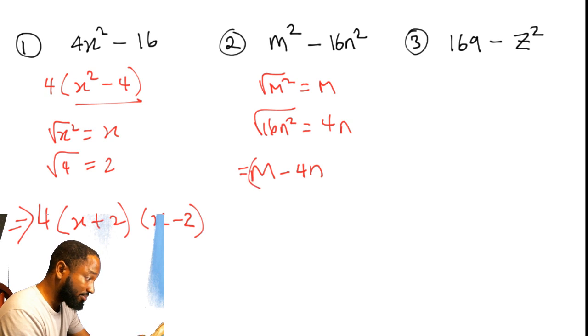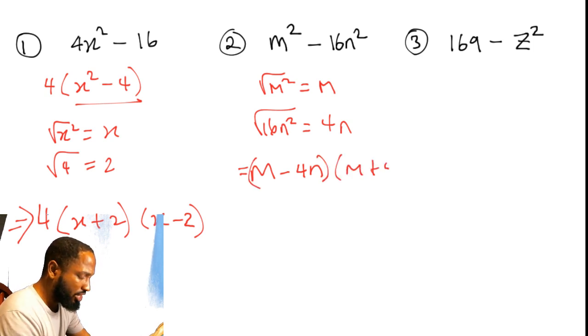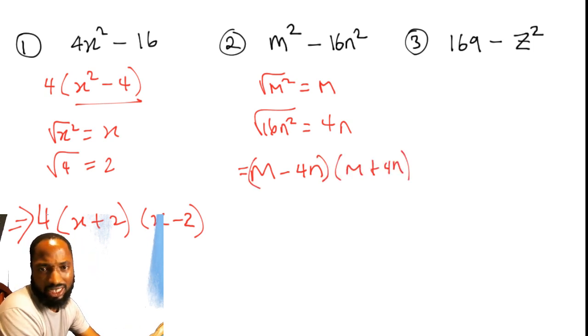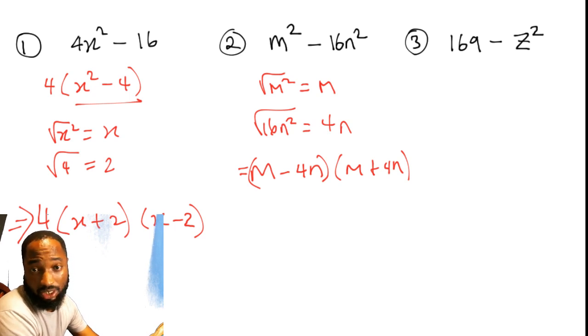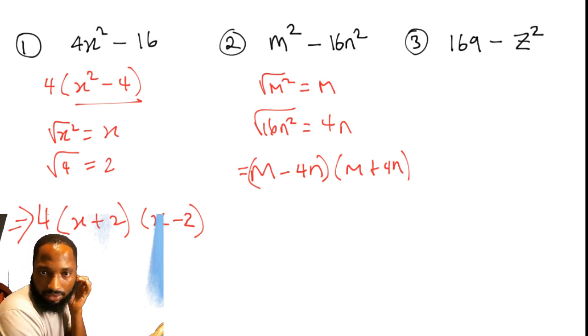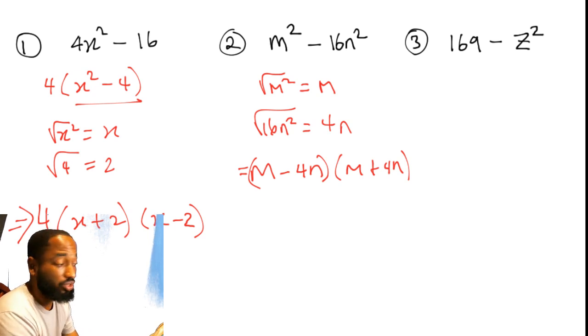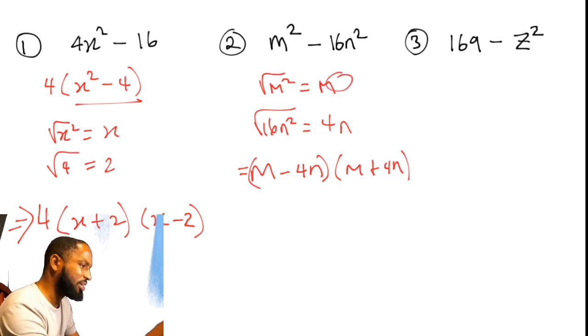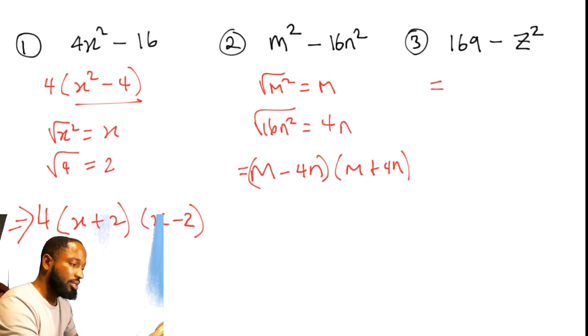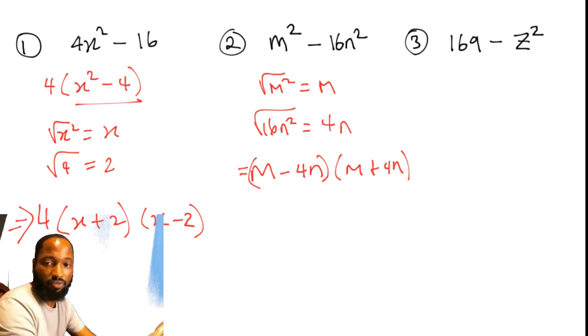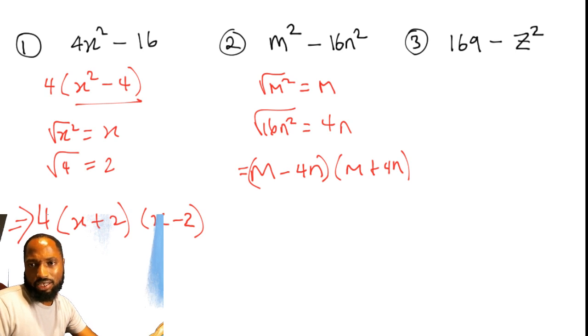m minus 4n and m plus 4n is the answer there. So once you get these 2 numbers, you just plug them in and play. Same thing here for number 3, and I did see one answer for number 3 come in.